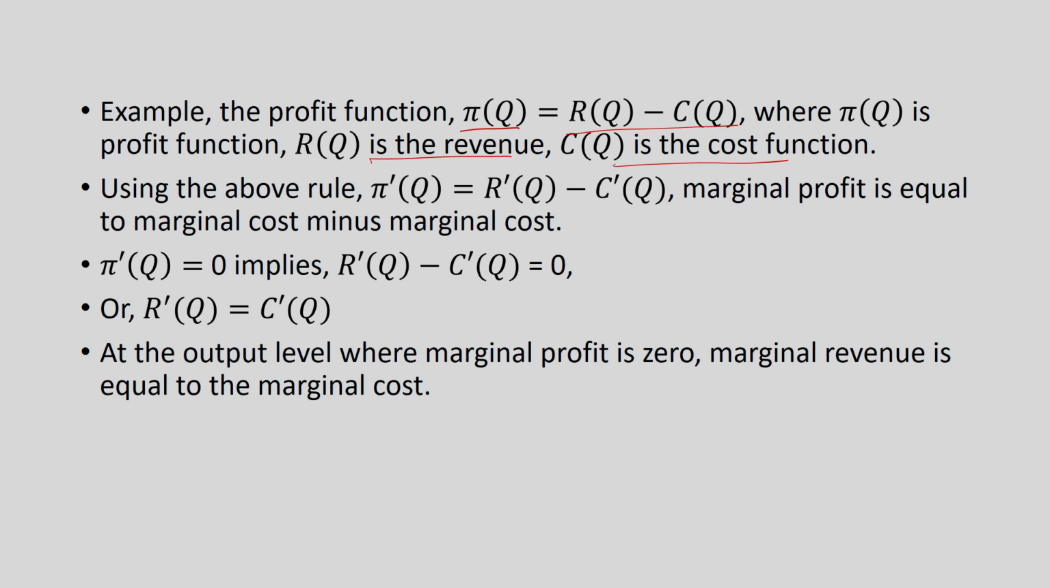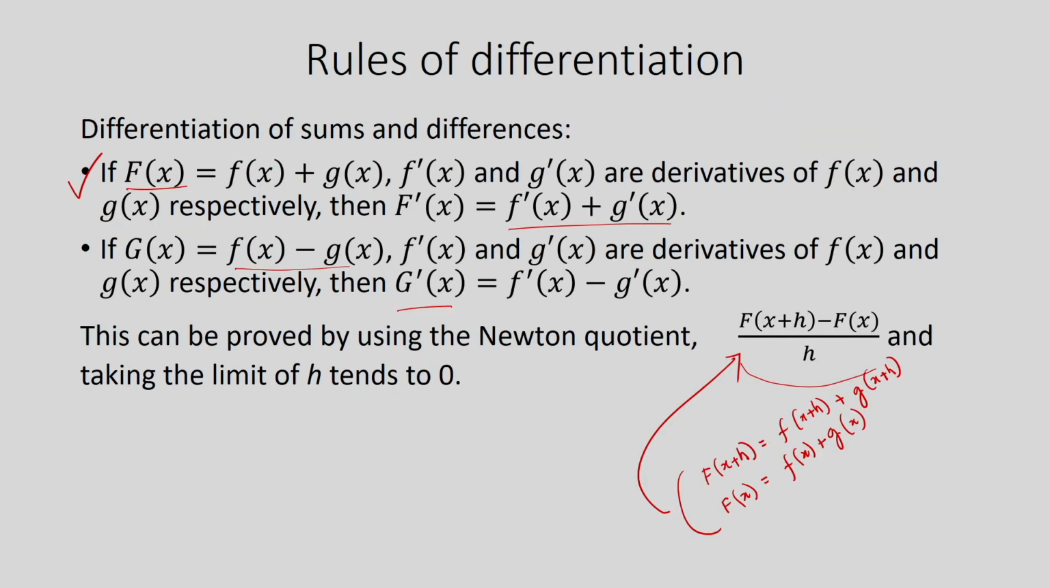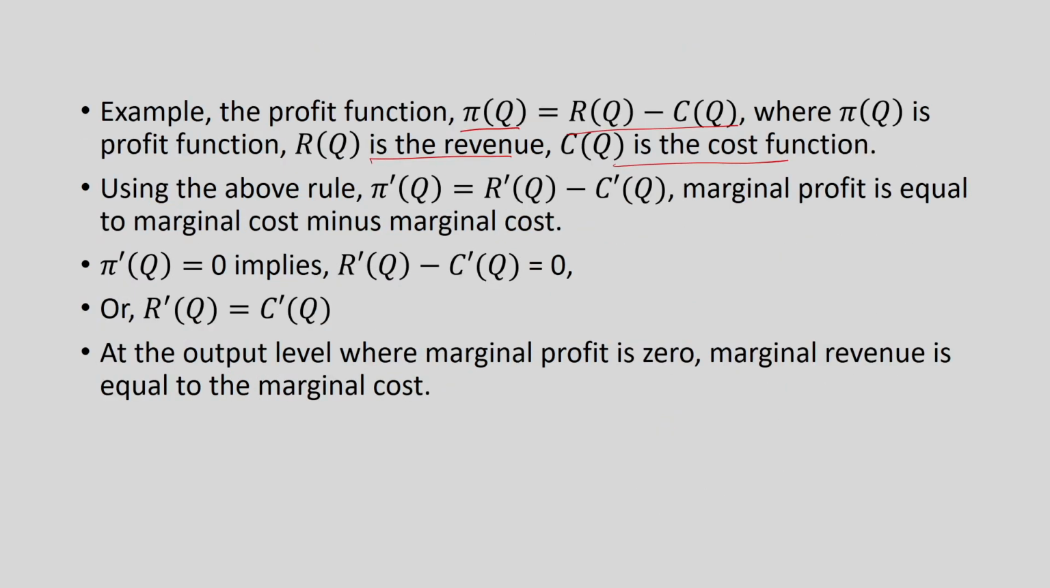Now, suppose we want to find out what is pi dash q, then we use this rule here, and if we apply this rule, then pi dash of q is equal to r dash of q minus c dash of q. So, how can we interpret this? The interpretation is that marginal profit is equal to marginal revenue minus marginal cost. So, r prime of q is called marginal revenue and c prime of q is called marginal cost.